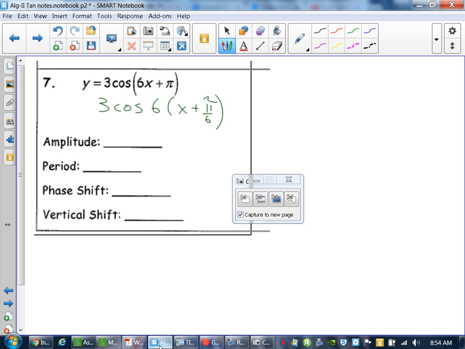So when you wrote down the phase shift as an answer, it'd be the opposite of what it is. Yes, sir. Because remember, it's always x minus h. So how did I get a positive and then it had to be a negative? All right. So you moved left, pi over 6. That's an awful fraction to work with. What else we got?